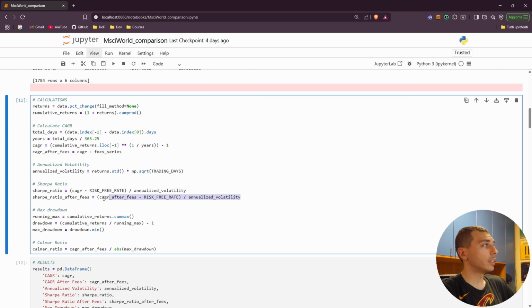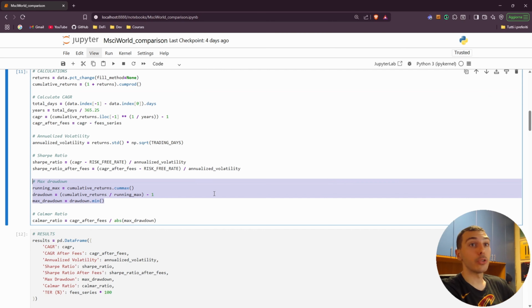Here we calculated both the Sharpe ratio and the Sharpe ratio after fees just to see the real impact of those expenses. The next metric is the drawdown. It tells you just what the largest percentage drop the ETF experienced. It's the worst possible loss you could have suffered if you sold at the absolute bottom. It gives you a sense of potential pain, let's say that.